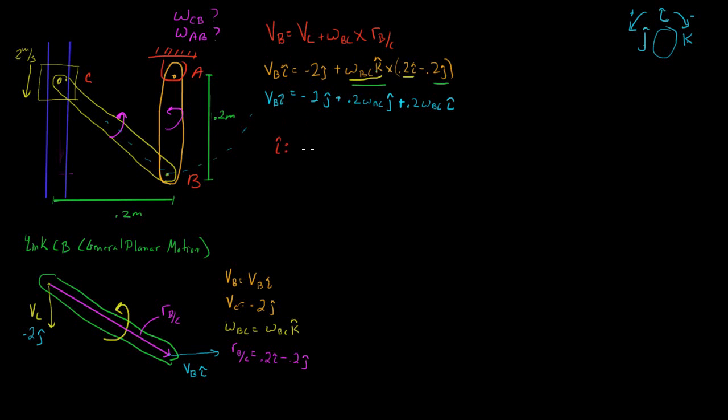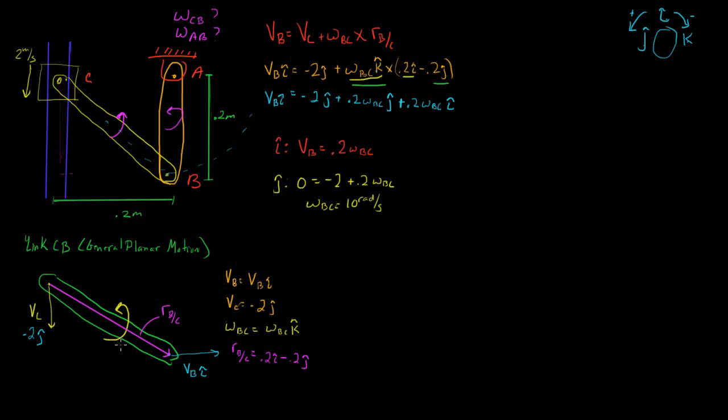So if we look at our i terms, we have VB on this side of the equation is equal to this 0.2 omega BC. We have two unknowns and one equation right now, so that's not good. So let's look at our j terms. We have a 0, which is equal to minus 2 plus 0.2 omega BC. And when we solve for omega BC, we get omega BC is equal to 10 radians per second.